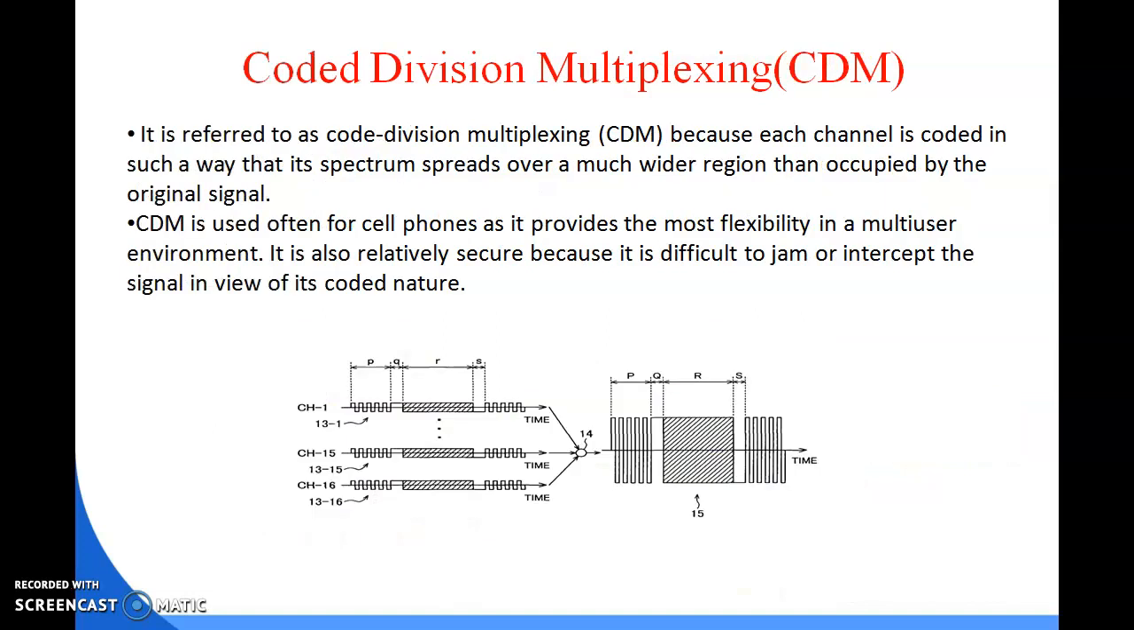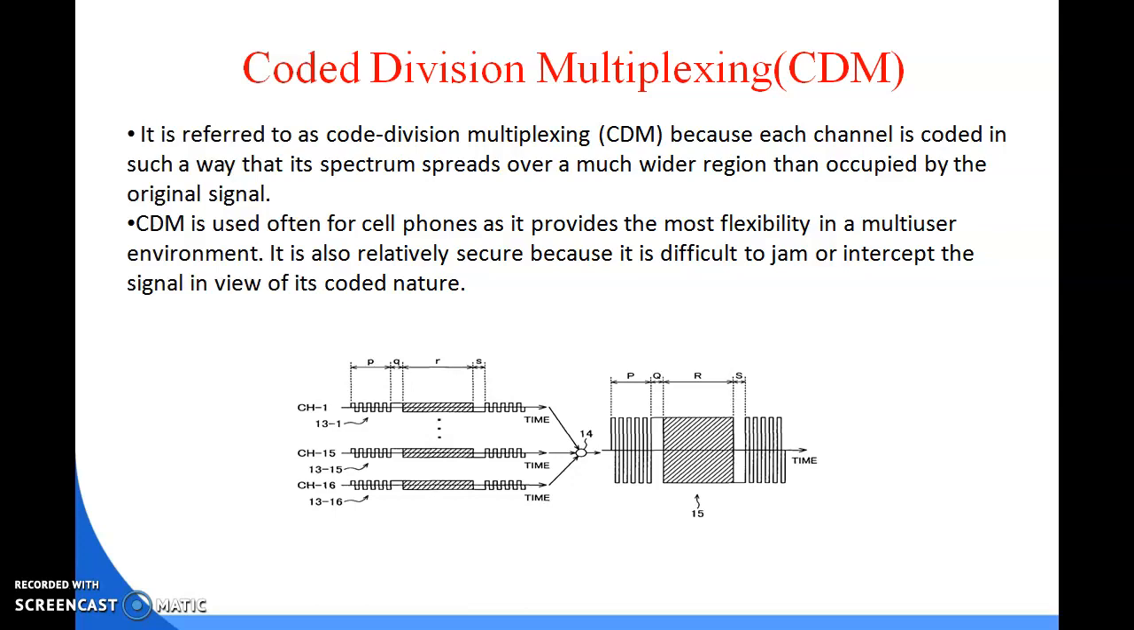So today we are going to discuss another multiplexing technique, known as code division multiplexing. It is referred to as code division multiplexing (CDM) because each channel is coded in such a way that its spectrum spreads over a much wider region than that occupied by the original signal. CDM is used often for cell phones as it provides the most flexibility in a multi-user environment. It is also relatively secure because it is difficult to jam or intercept the signal in view of its coded nature. So it is a purely coded version.